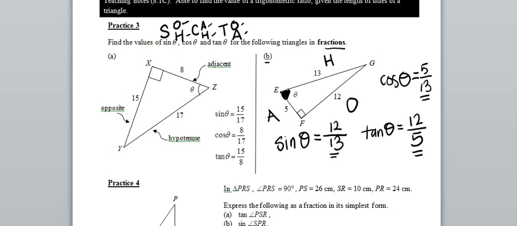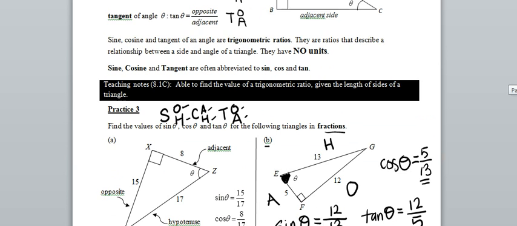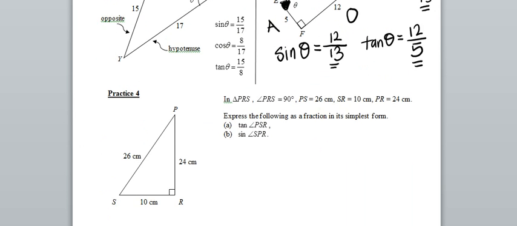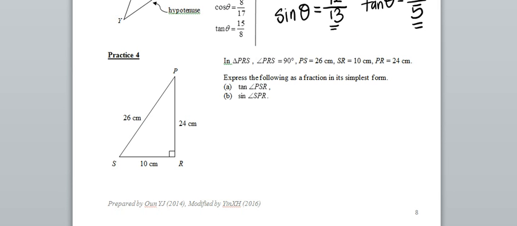Now let's look at practice number 4. In practice 4, triangle PSR, where PRS is 90 degrees, we can only use the Trigo ratios if and only if it's a right-angled triangle. So 90 degrees is very important. If there's no 90 degrees, we cannot use the Trigo ratios. Next, they give us that PS is 26 and SR is 10, PR is 24.